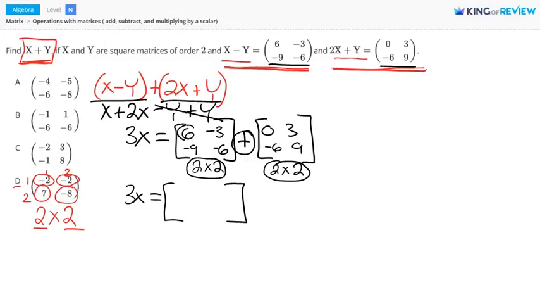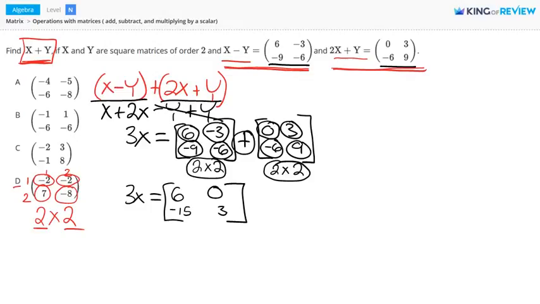So this upper left-hand position, which is row 1, column 1, I'm going to add to the upper left-hand position over here. 6 plus 0 gives me 6. Negative 3 plus 3 gives me 0. Negative 9 plus a negative 6 equals negative 15. And negative 6 plus 9 gives me 3. So I have 3x equals this matrix.